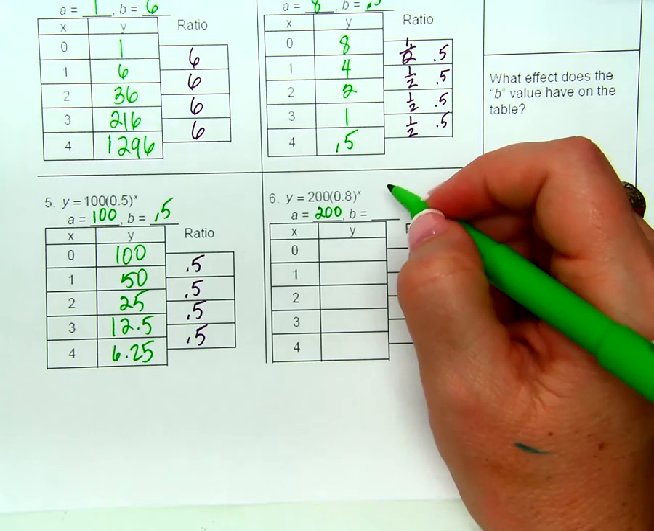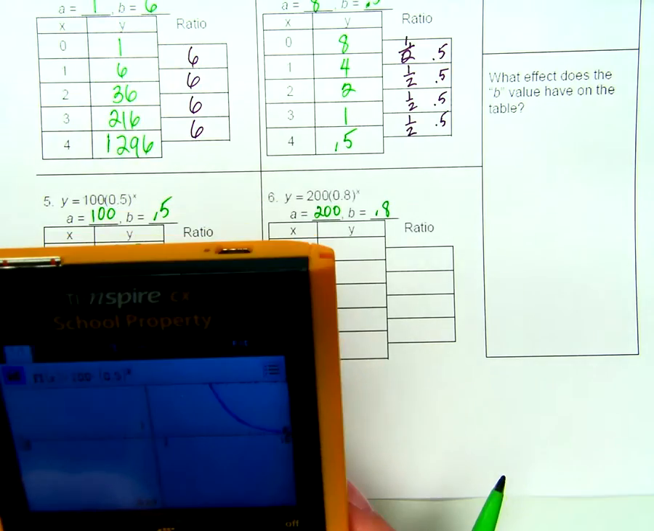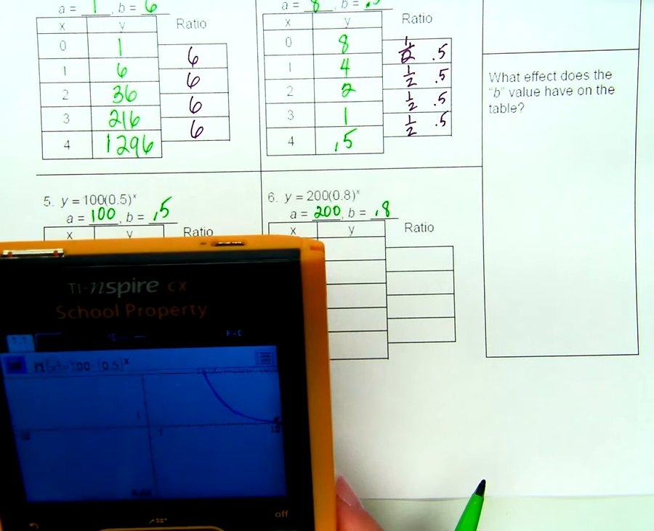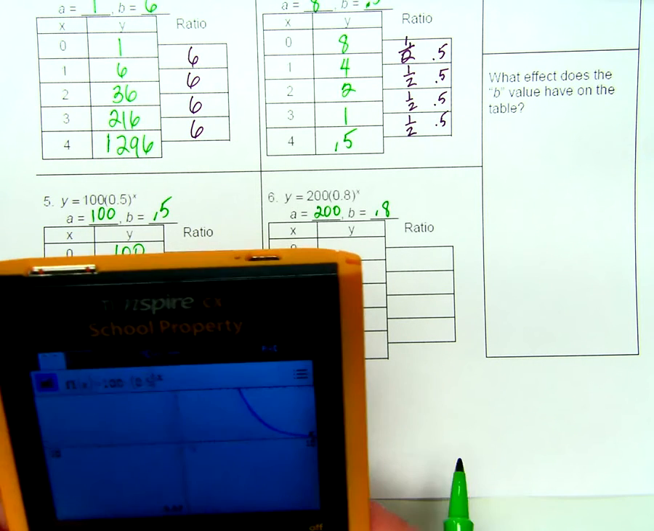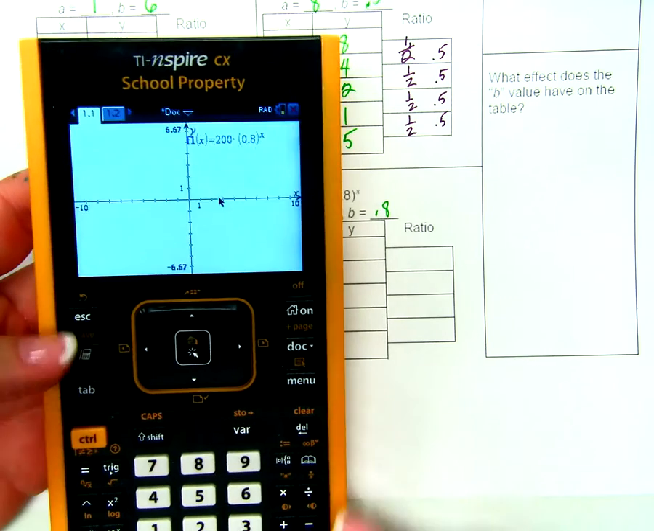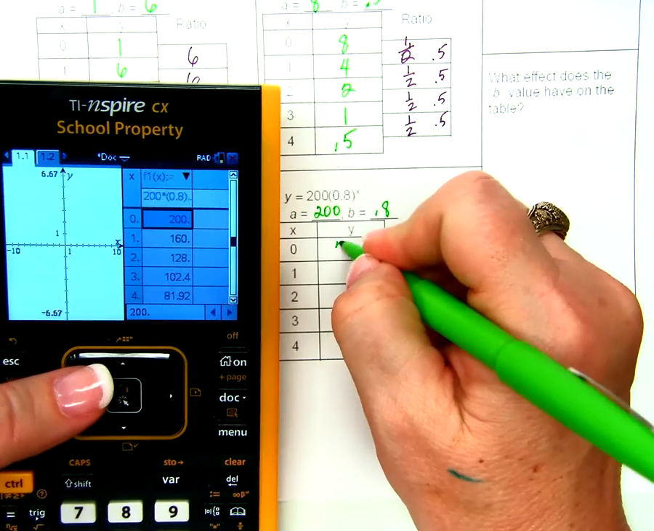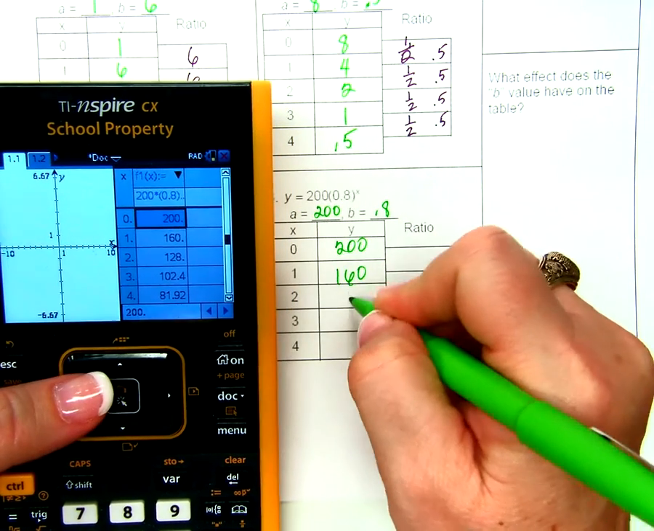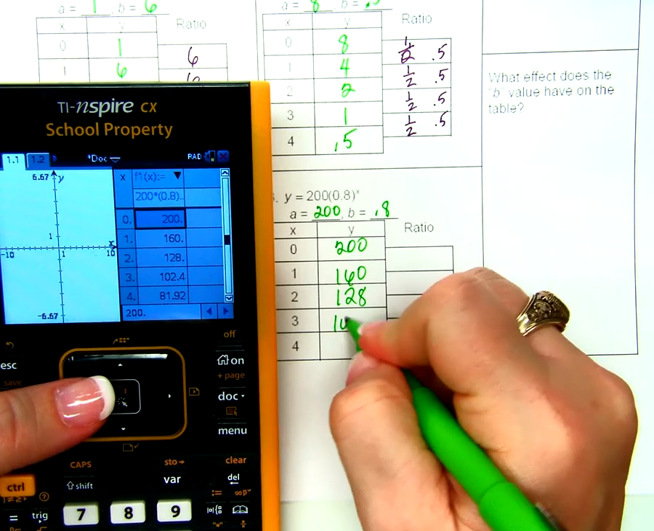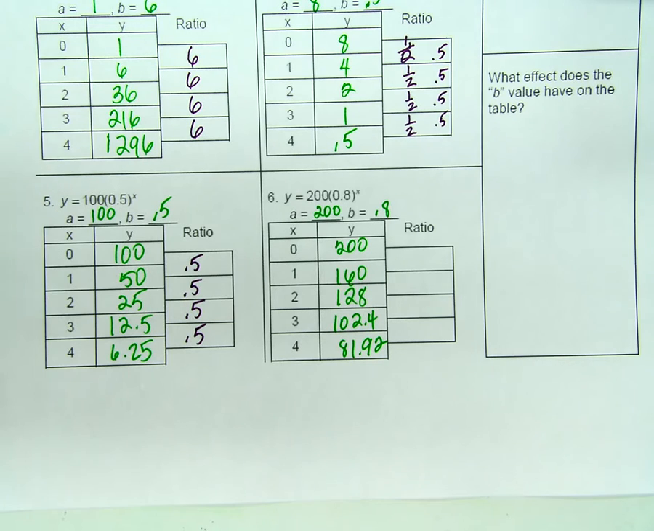$200 is A. B is 0.8. Good job. So there's my graph. Control T to take me to my table. 200, 160, 128, 102.4, 81.92. Now, if you can do these in your head, that's great, but probably better check them with your calculator, right?